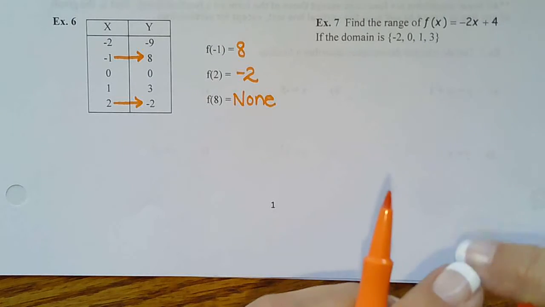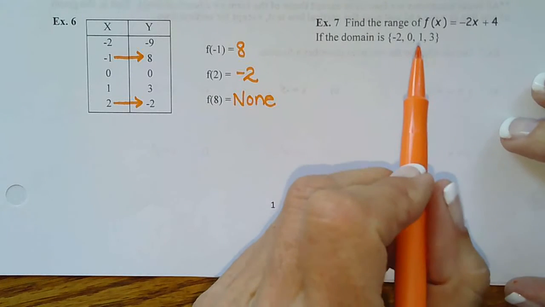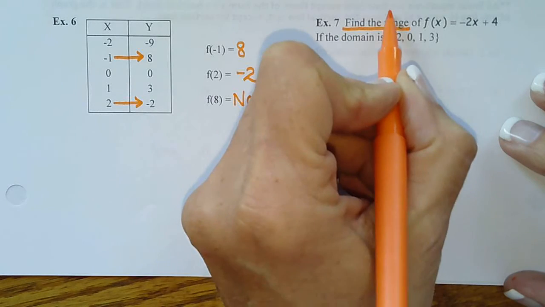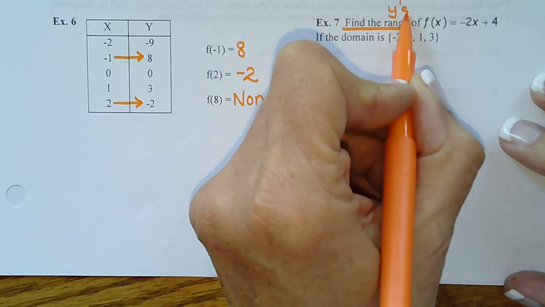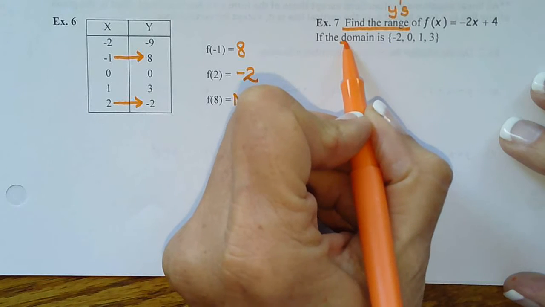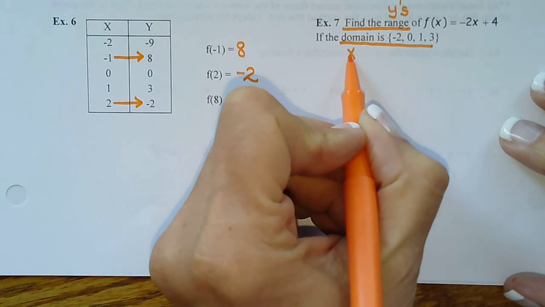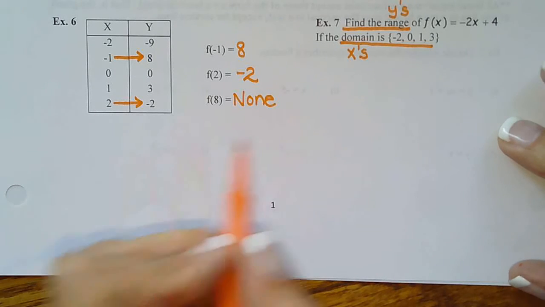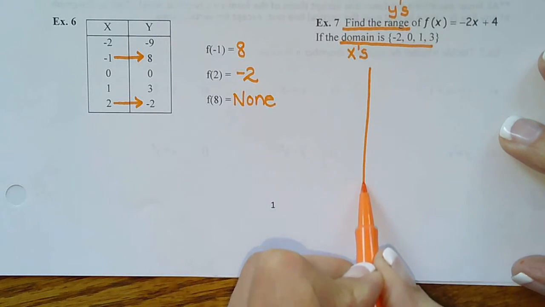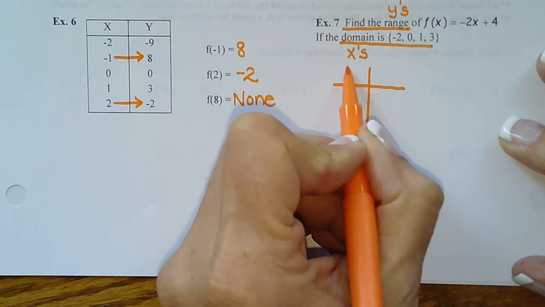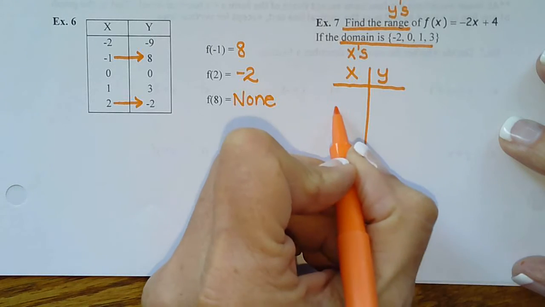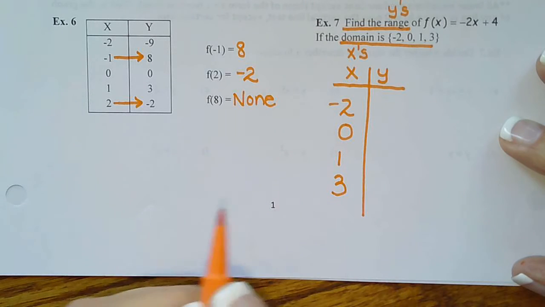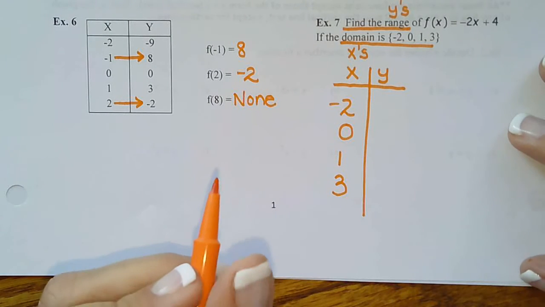Okay, the next one is very similar. Again, this tests you on your vocabulary. Find the range. Do you remember range are the y values? If the domain is, and remember from our last lesson when we defined it, domain are the x values. So this is what my head thinks when I read this problem. They're giving me these 4 x values, -2, 0, 1, and 3, and they're asking me what are the y values that go with it.